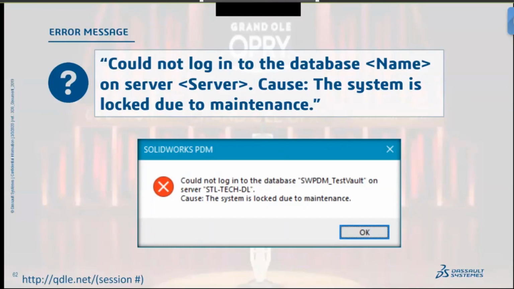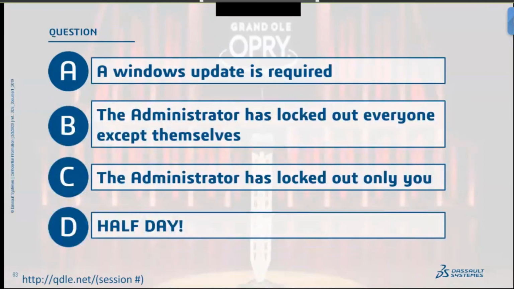So let's see what options we've got here, Brian. One, a Windows update is required. That's possible. Two, the administrator has locked everyone out except themselves. Three, the administrator has locked out only you. Or four, it doesn't matter, let's take a half day. I think it's D all the way.